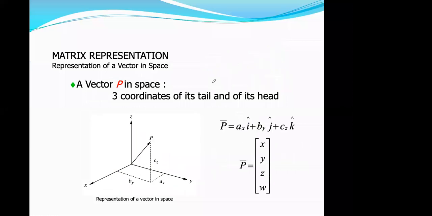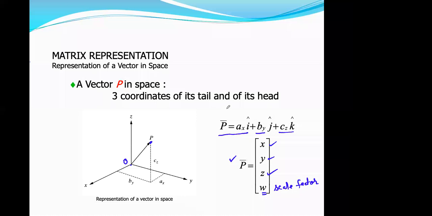So matrix representation of a vector in space: you can see how we can have a vector p in the space, 3 coordinates of its tail. You can see this is the position of the p from this. This is the origin. Origin से यहाँ तक की position will be p, and p can be represented as ax i, by j, and cz k. So in that way, you can see the position of p will be x, y, and z. W is nothing but it will be called as a scale factor.